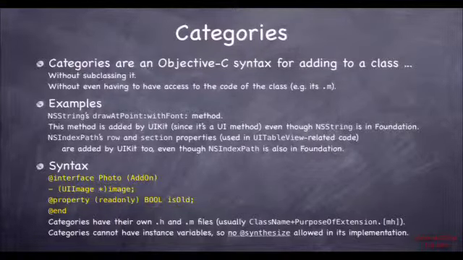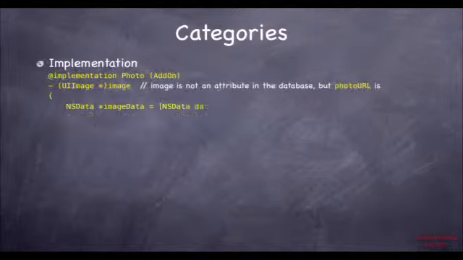Okay, now the category is not like a protocol. You're not just declaring these methods. You've actually got to provide the implementation for these things, because you're going to add these methods to the class Photo. So what does the .m look like?